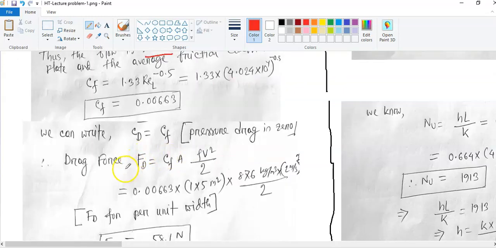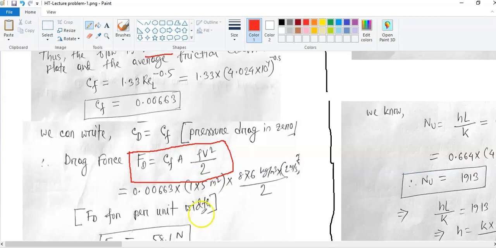Let's say here, the first question is, we need to calculate the drag force. We know the formula for drag force. It is actually the coefficient, the friction coefficient, or you can say the drag coefficient, and the area, the density, the velocity square over 2. So that's actually the drag force formula. You can see this formula in your book. It is available there. So this is how to calculate the drag force.